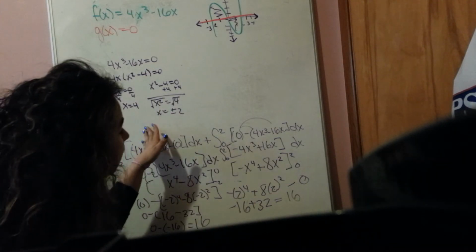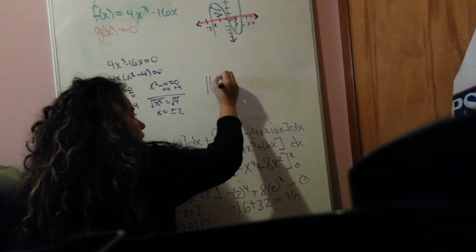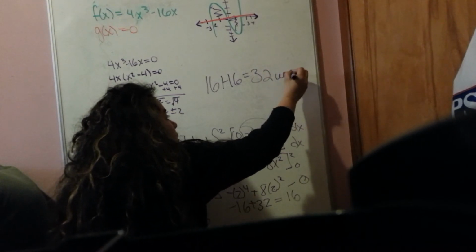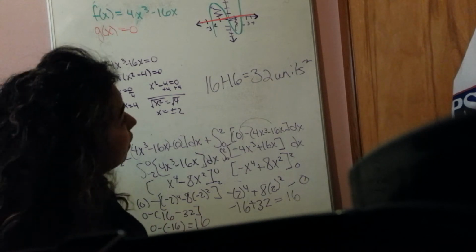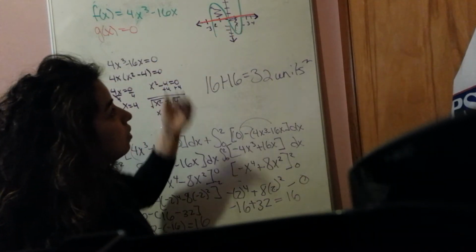So now you know this side is 16 and this side is 16. When you add 16 and 16, essentially your area should be 32 units squared. And that's it. So now we know that this part is 16, this part is 16, and together they make 32.